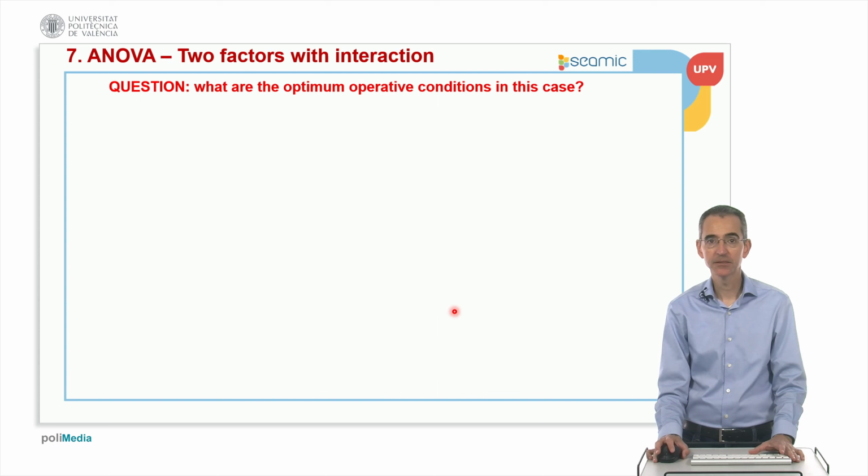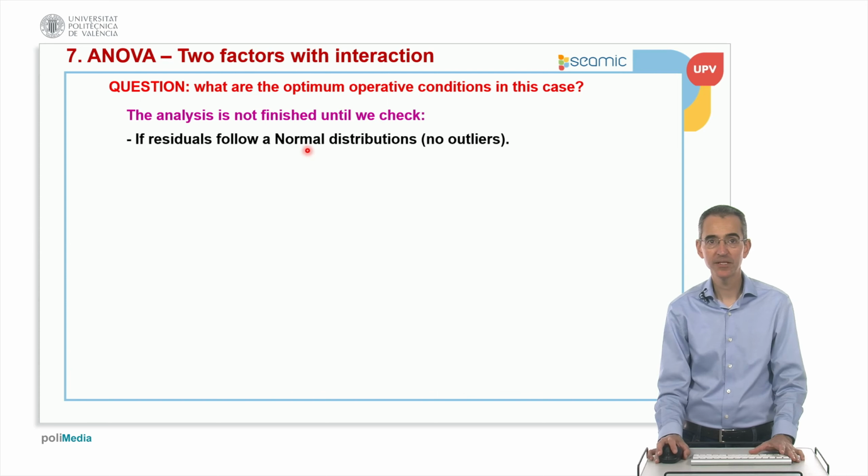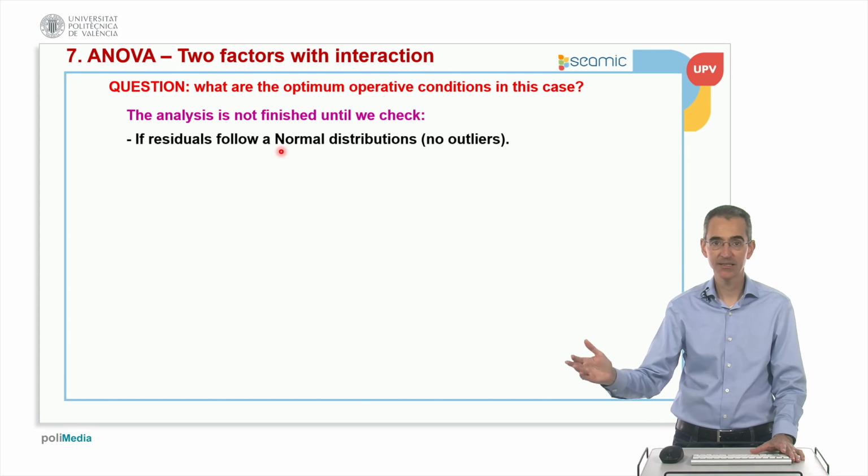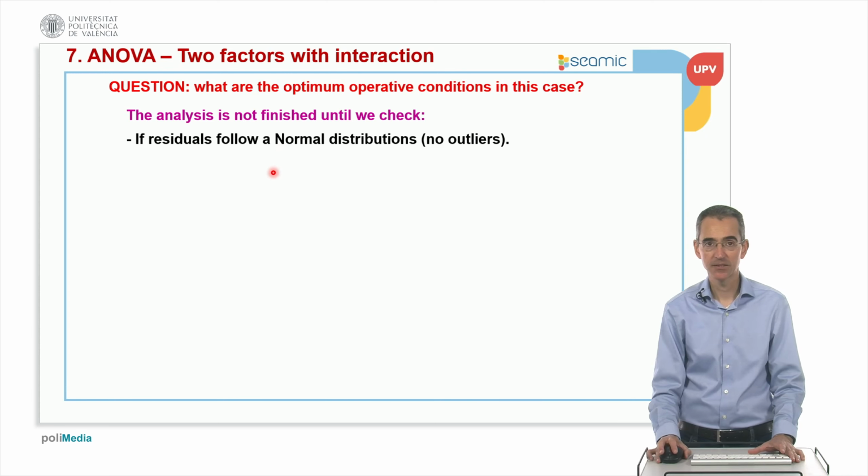Okay, but in this case, what would be the optimum operative conditions? It doesn't matter, as I was explaining. But the analysis is not finished until we check several things. We have to check if residuals follow a normal distribution, and actually we can see that this hypothesis more or less can be accomplished.